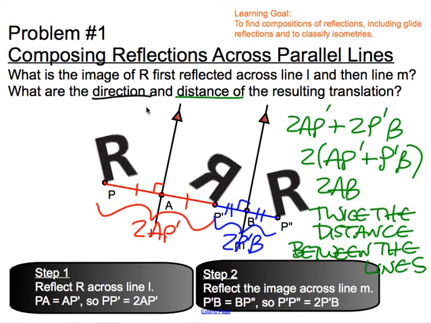And so let's deal with the direction here. The direction is going to be perpendicular to the first or second line. So it's going to travel perpendicular to the lines themselves.